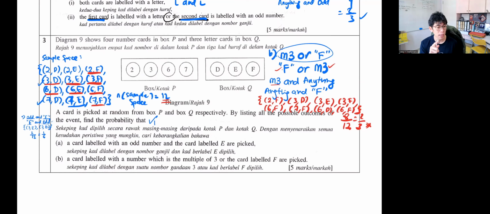I'll read the one below. It says a card is picked at random from box P and Q respectively. Students, did they mention who is the first one? They just mentioned box P and Q. So who is the first selection? Don't think too much. This is SPM. It's kind of standard. Nobody cares about who is first or second, but when you talk about SPM, definitely who comes first, who is the first one?